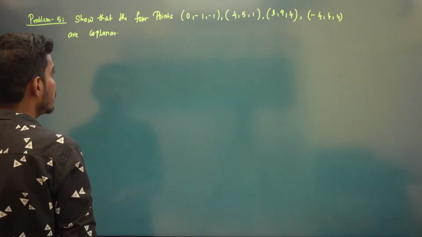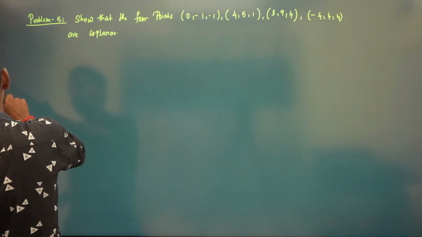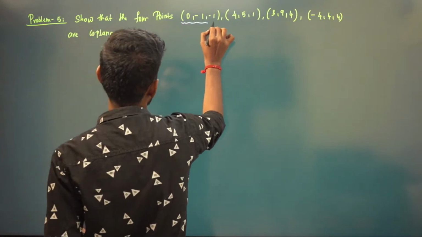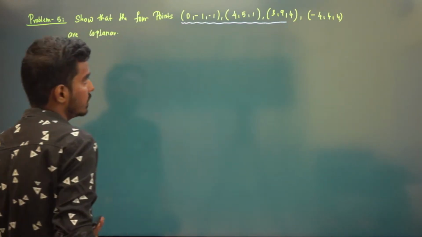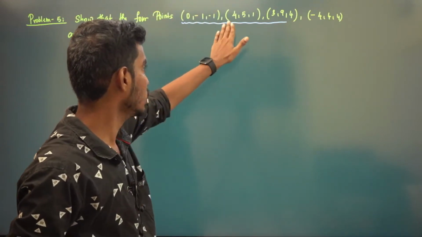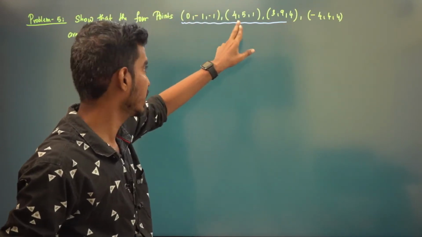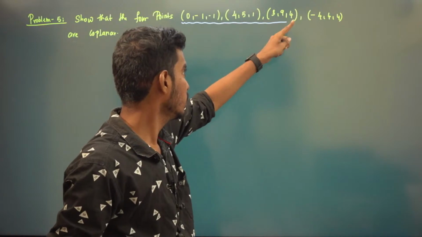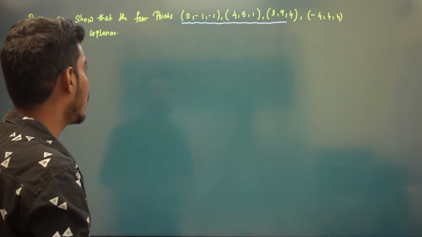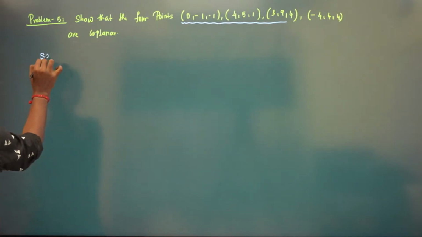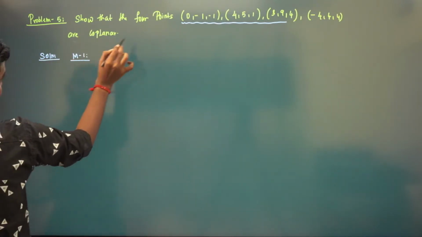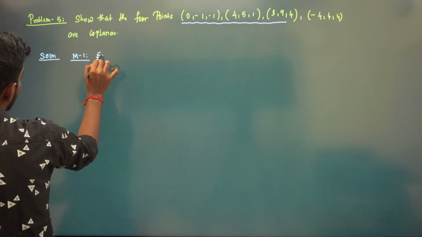So you can see the first 3 points are the same as the previous problem, right? The first 3 points are the same as the previous problem. So you can either expand this 4 cross 4 determinant: 0, minus 1, minus 1, 1; 4, 5, 1, 1; 3, 9, 4, 1; minus 4, 4, 4, 1. Or method 1 is to find the equation of the plane passing through 3 points.